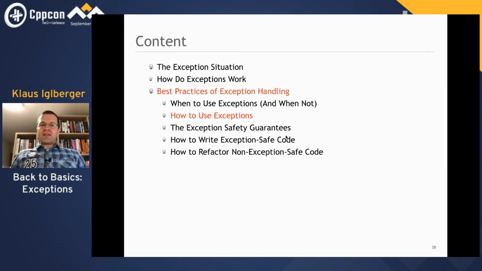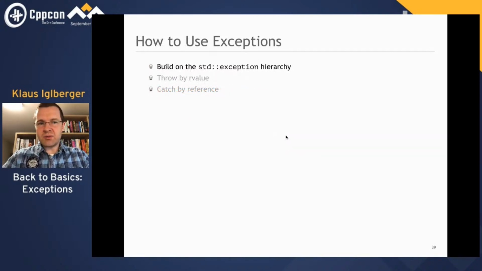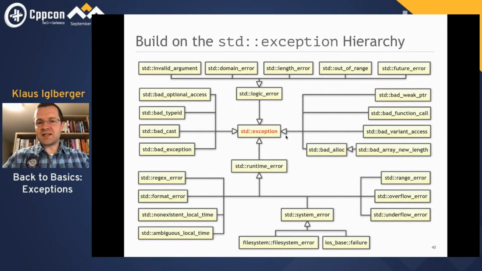Let's deal with how to use exceptions properly. There are a couple of reasonable, common pieces of advice that you get when you deal with exceptions. The first thing is that you should build on the already existing exception hierarchy in the standard library. std::exception is designed as a base class. This slide is something that you don't have to read, it should just give you a feeling that there are already quite a lot of possibilities that you have.